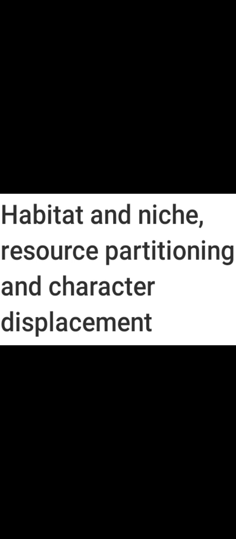Next topic is the types of niche. Habitat niche, which we have just studied, and that's enough. We have learned about the types of niche. The various aspects of niche can be described as spatial or habitat niche. It is concerned with the physical space occupied by an organism. Next, trophic niche. It is related to the trophic position of an organism.